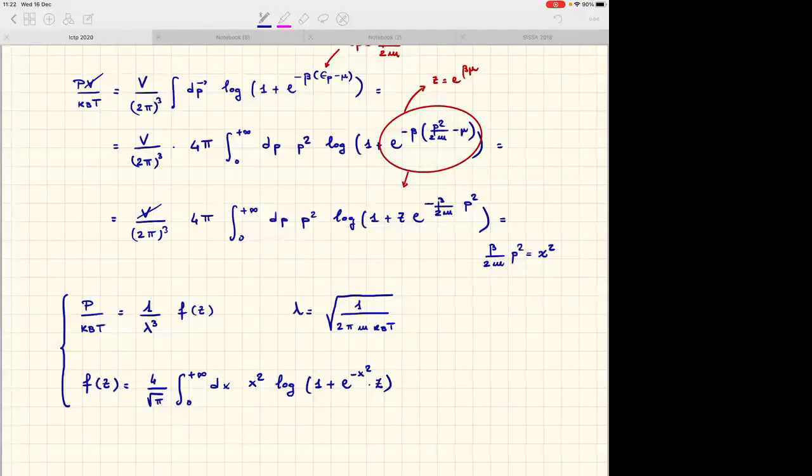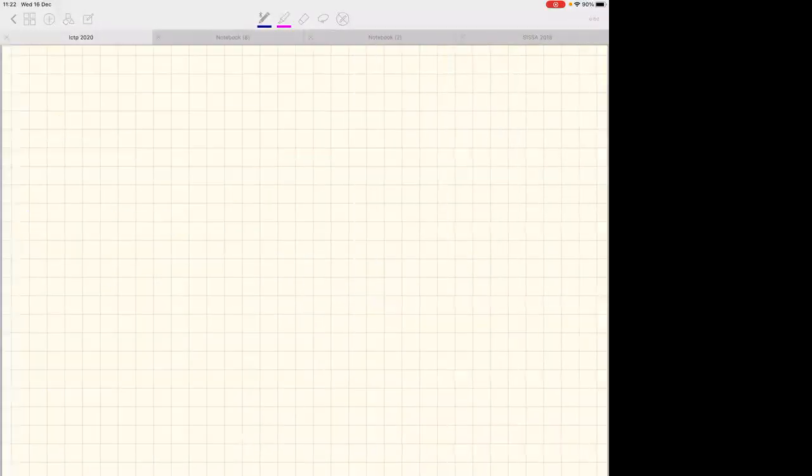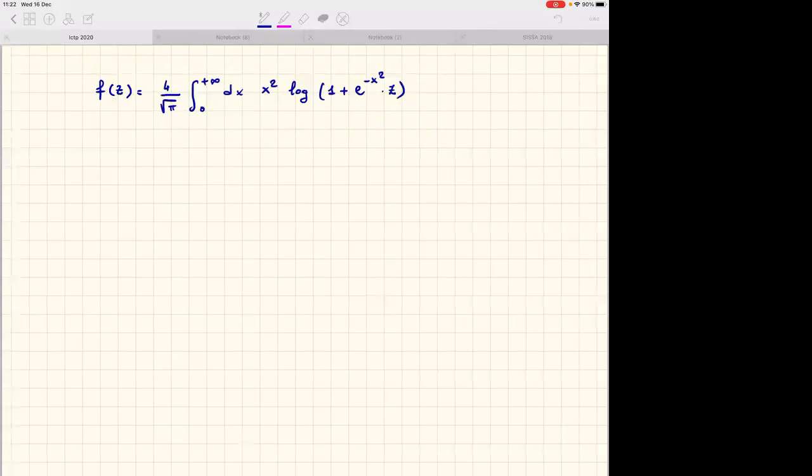All right, so now we are facing the problem of computing this complicated integral for f of z. How do we do that? Well, let me take it to the next page and show you how to do this integration. What I can do is expand in a power series of z this log, right?